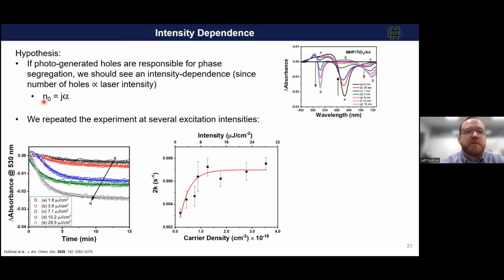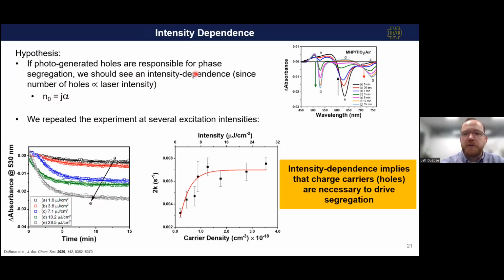So the number of charge carriers is equal to J, the laser intensity or the laser fluence, times alpha, which is the absorption cross-section, which is basically the same throughout the experiment. And indeed, when we do this experiment with multiple different laser intensities and fit the kinetics of these absorbance changes, we see the rate versus the carrier density, or versus the intensity of the laser, directly shows that this is a photo-induced process that requires a higher concentration of holes in order to drive this phase segregation.